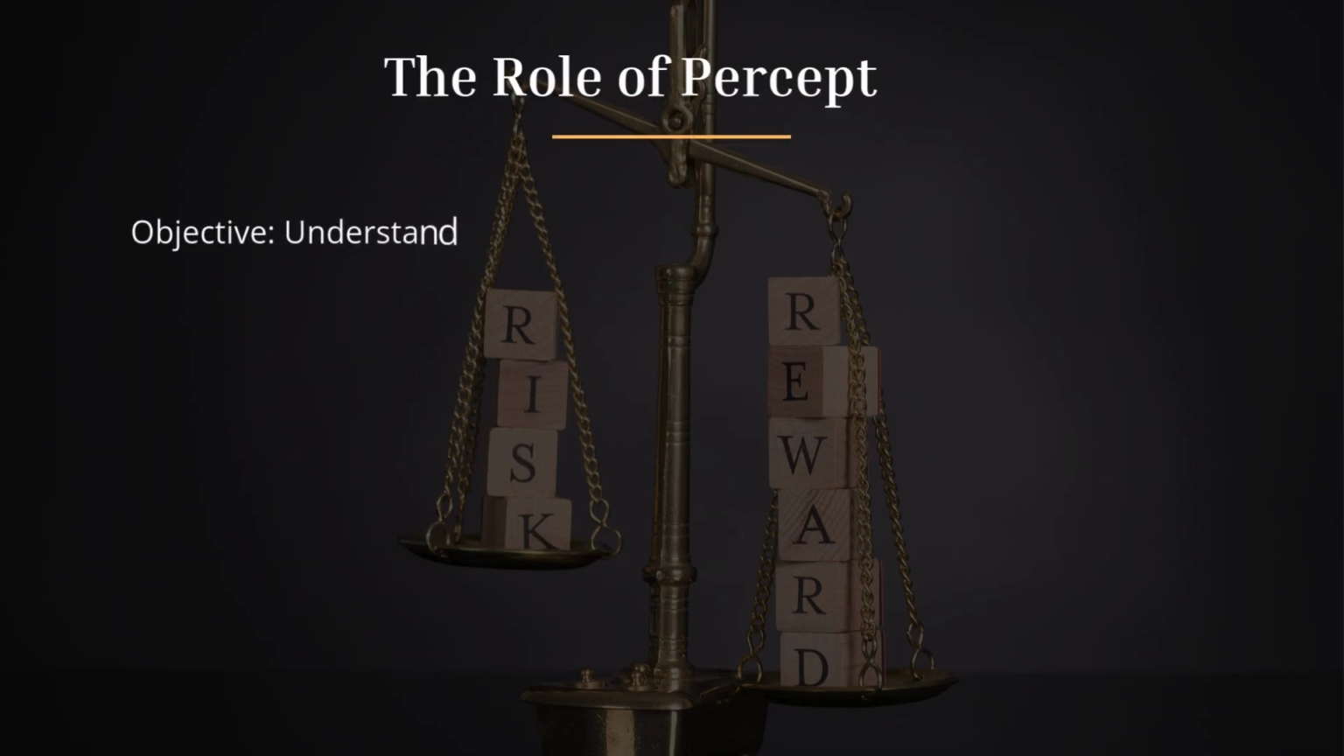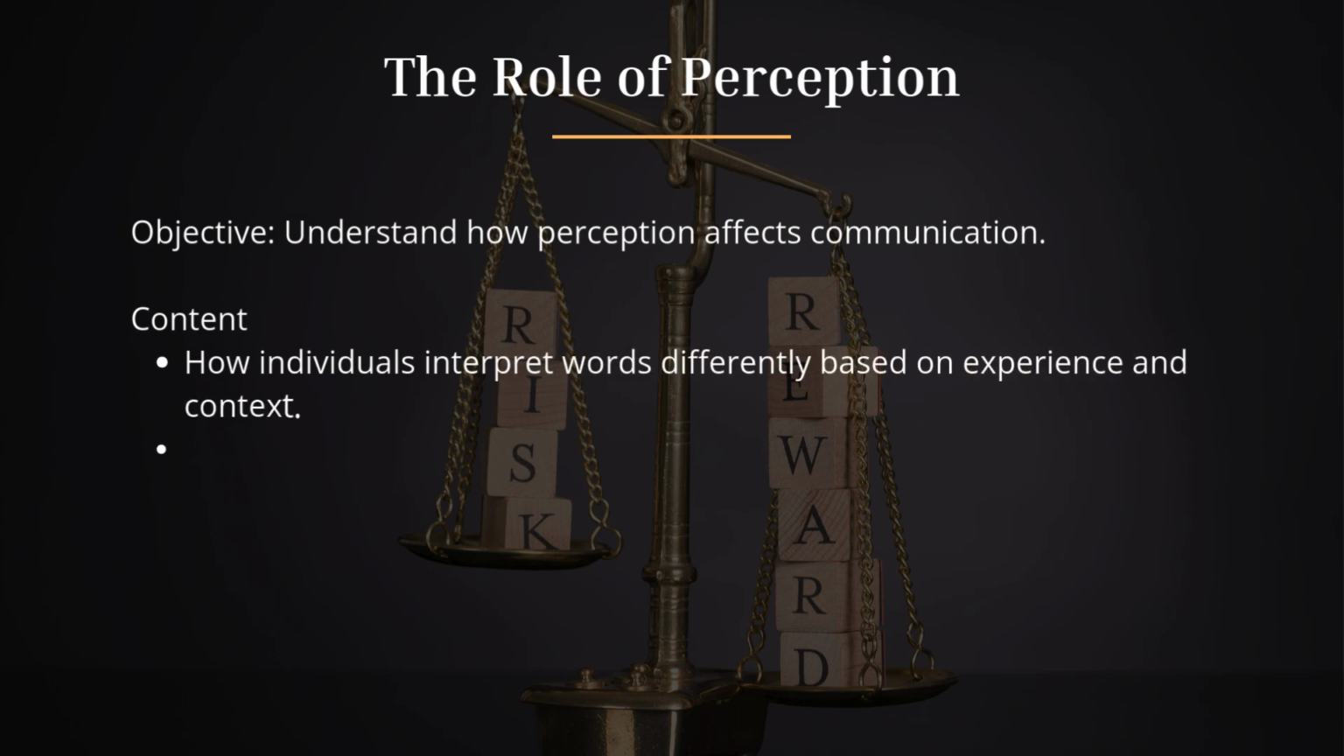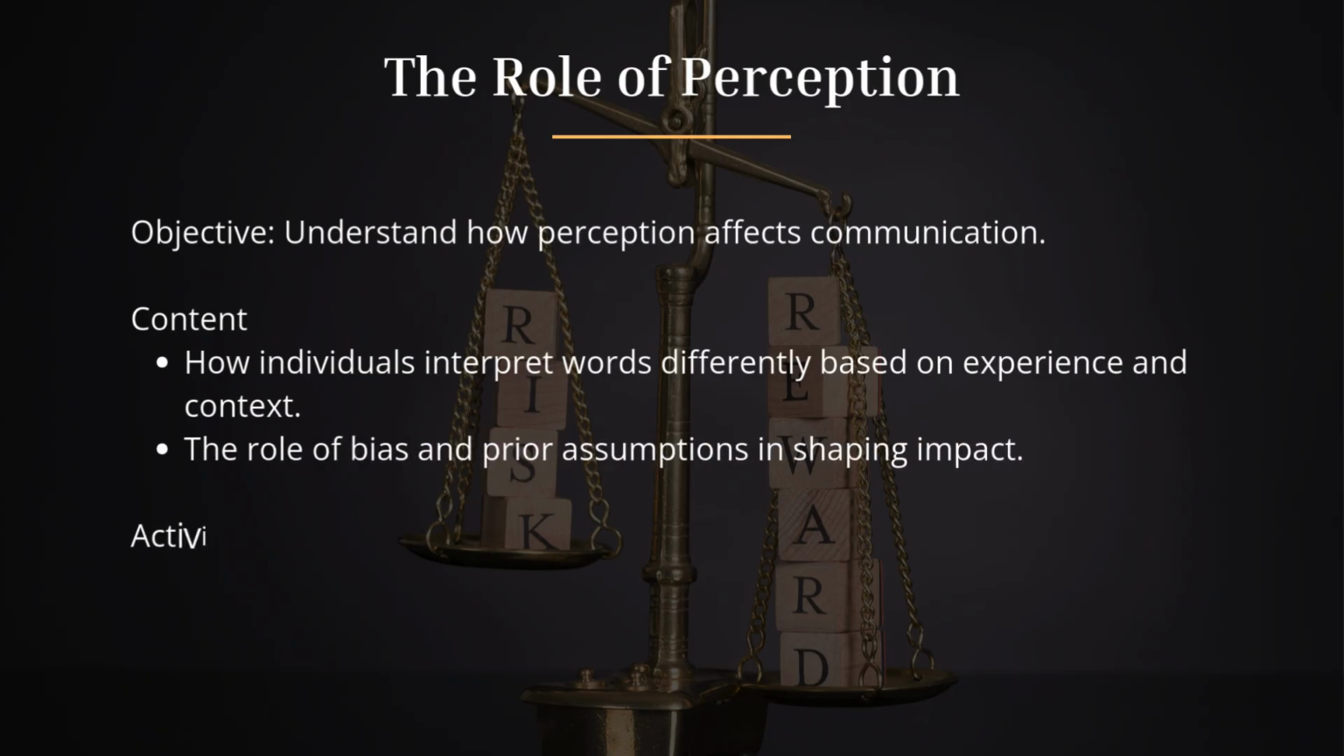The role of perception. Objective: understand how perception affects communication. Content. How individuals interpret words differently based on experience and context. The role of bias and prior assumptions in shaping impact. Activity: paired activity. Students read ambiguous statements and discuss how interpretations differ.